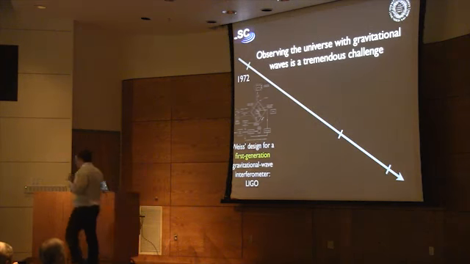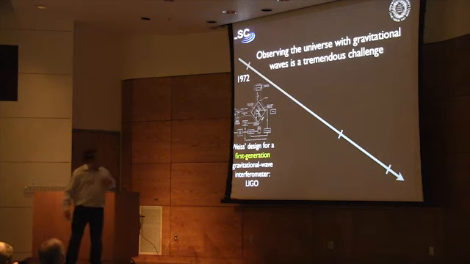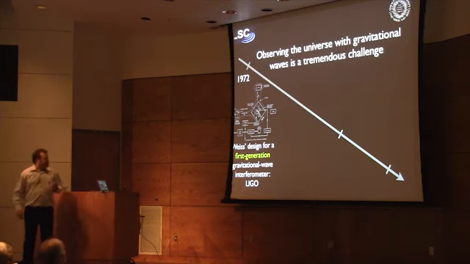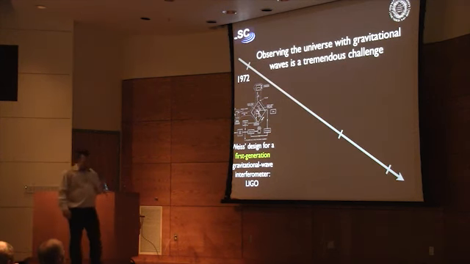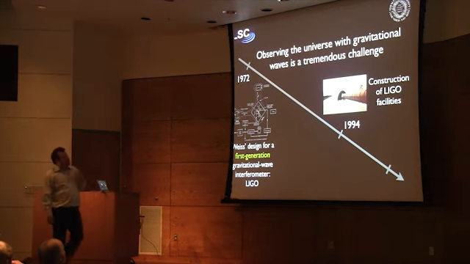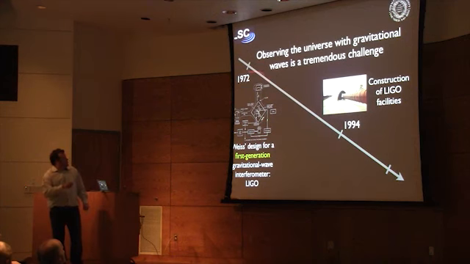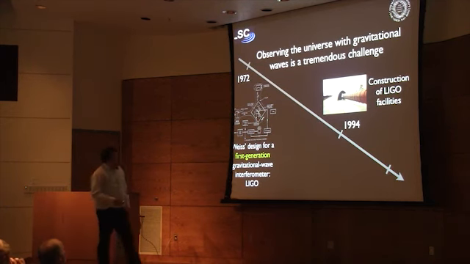The timeline for gravitational wave observatories starts way back in 1972, when Ray Weiss wrote down the design for a first-generation gravitational wave observatory. This is LIGO. LIGO's baseline design was written down back in 1972. It wasn't until 1994 that we actually started building the LIGO facilities. There's a huge amount of work and time and effort to get from Ray's sketch of what one of these things should look like to actually building it.